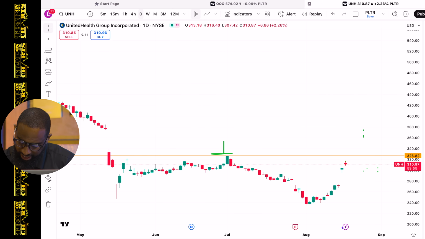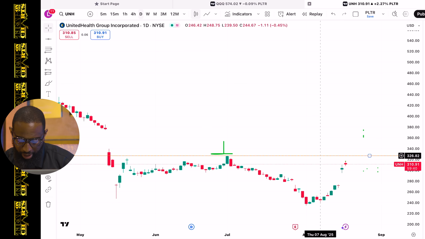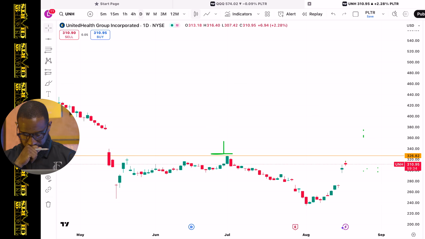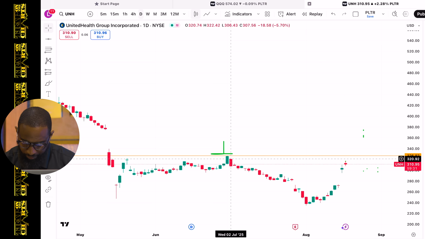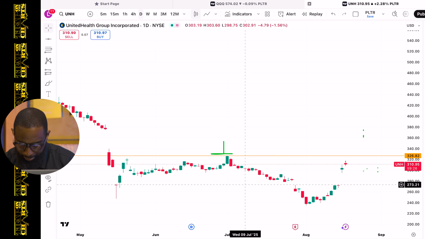Now, this is what I want to tell you. The one thing we're going to notice right here is why I like to use these horizontal lines: because they tell us actually what we need price to be. And so now this tells us if we can get UnitedHealthcare above 326.82, here's what has happened. It has now taken over the last time buyers were in control and it got pushed down by sellers. So if we get on top of that, coming from here, now watch this.